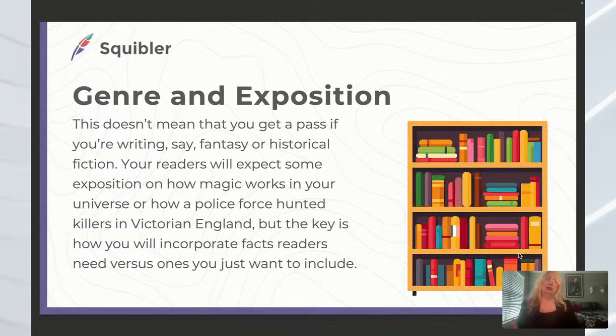This doesn't mean that you get a pass if you're writing, say, fantasy or historical fiction, where you do need to give some more background about your book or your screenplay. Your readers will expect some exposition on how magic works in your universe. It has to be credible. Or if you're writing about killers in Victorian England, your readers will expect to know some of police procedure back then. You can't get pulled out of that era with DNA, for example, in the Victorian era. It has to make sense. But the key is going to be how you're going to incorporate facts that readers need versus the ones that you just want to include.